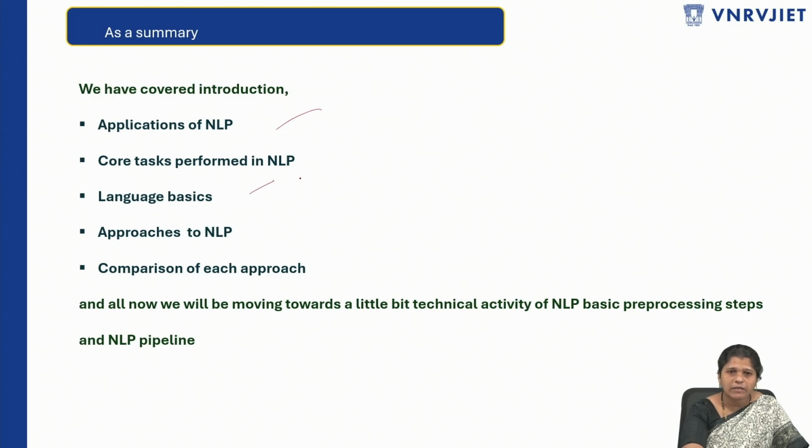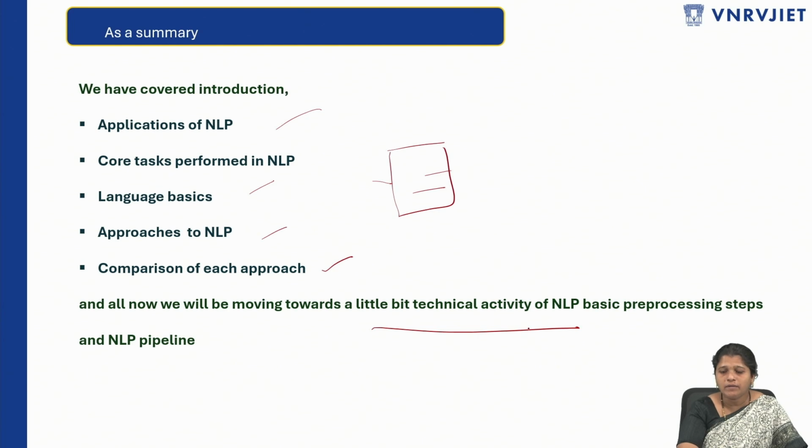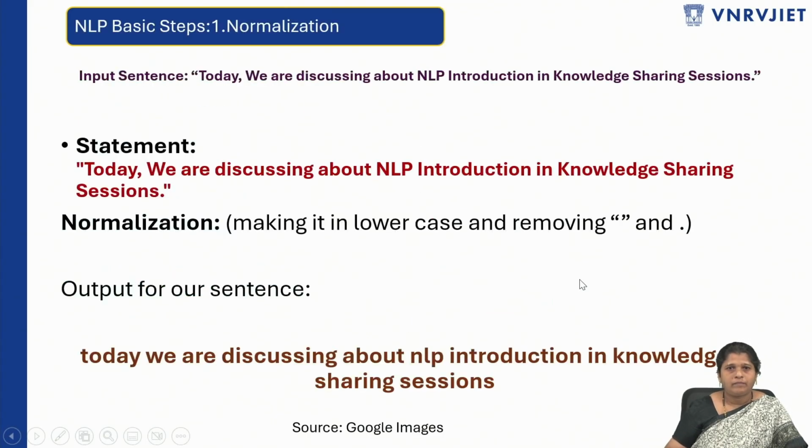So till now, we have seen the applications and the core tasks of NLP. Next, we have seen the language basics in terms of the building blocks. Next, we have seen the approaches, and the comparison and difference between the classical approach and the deep learning approach. Now we will move a little bit into the technical activity of NLP, starting with the basic pre-processing steps involved in performing an NLP model.